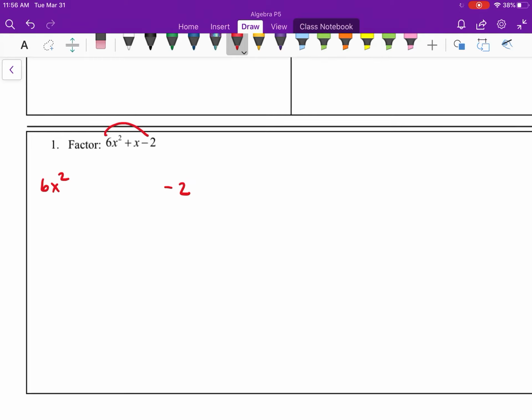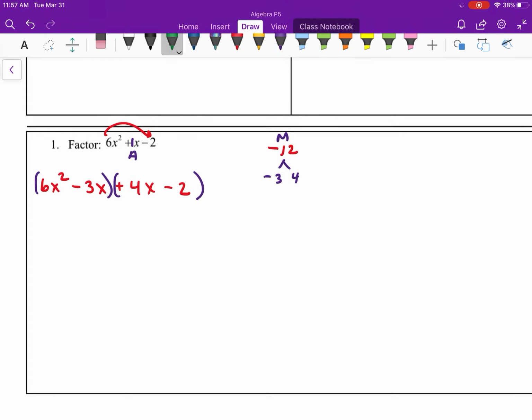So step 1 is bring down the 6x squared and bring down the negative 2. Multiply 6 times negative 2, which makes negative 12. Now we're going to do AM. What adds up to... Don't say what adds up to x. It's what adds up to positive 1 and multiplies to negative 12. That would be negative 3 and positive 4. So this in the middle would be negative 3x and positive 4x.